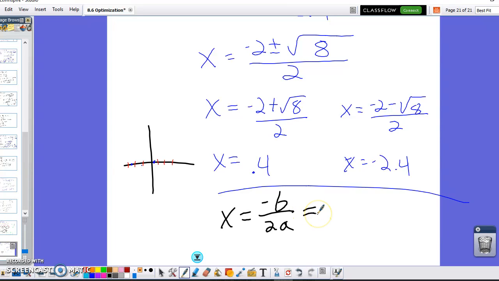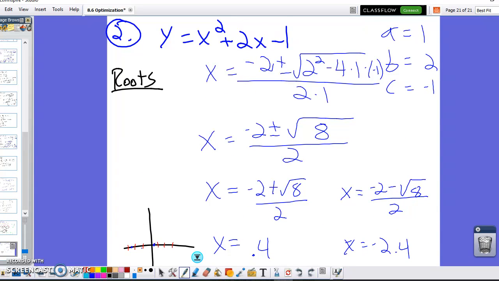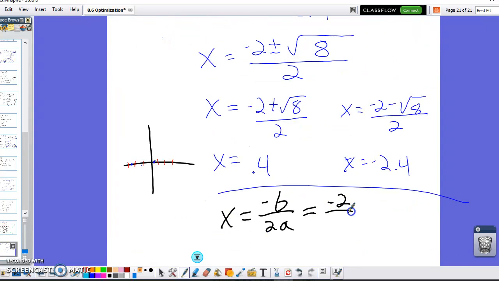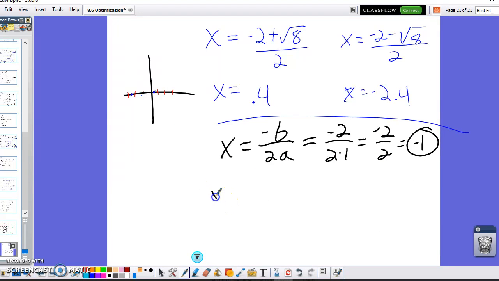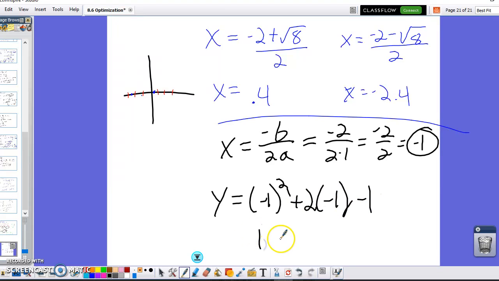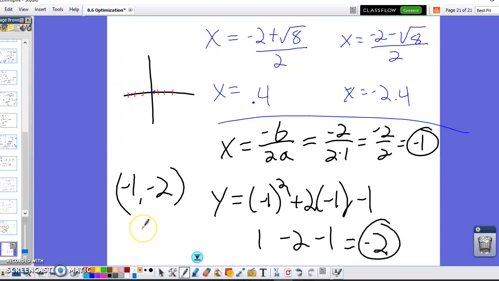Okay? So remember your original equation was x squared plus 2x minus 1. So negative b would be negative 2, all over 2 times a, which is 1: negative 2 over 2. My x-coordinate is going to be negative 1. Okay, let's go ahead and find the y-coordinate. y equals negative 1 squared plus 2 times negative 1 minus 1. Then I simplify this, and my answer is negative 2. So the coordinates of my vertex are x negative 1, y negative 2.